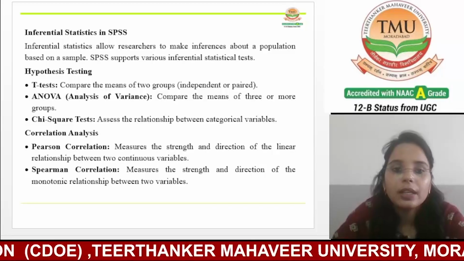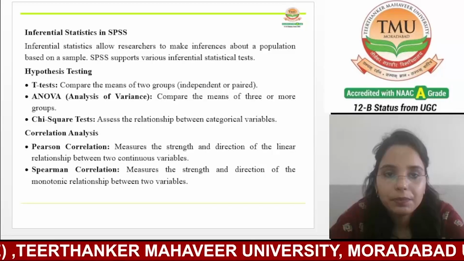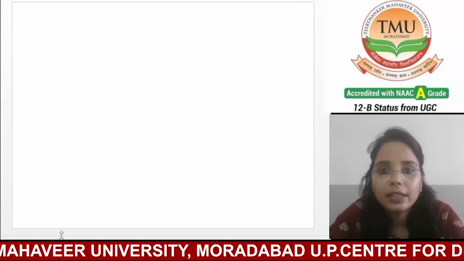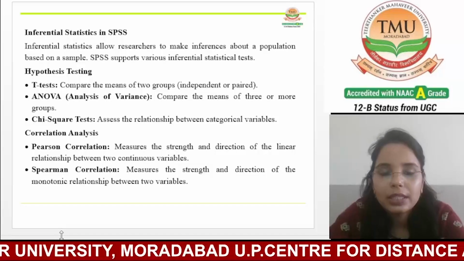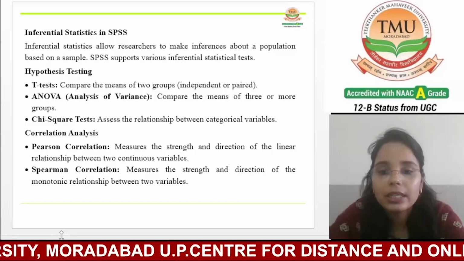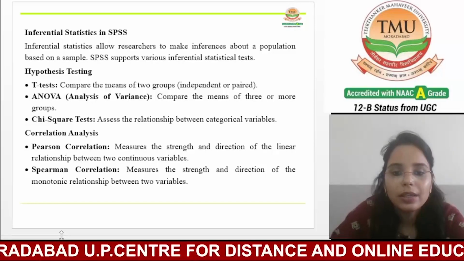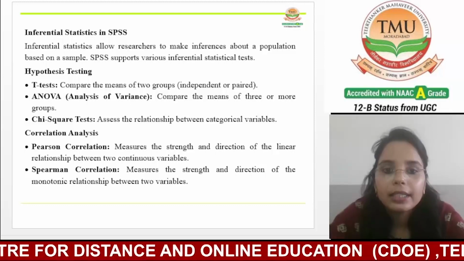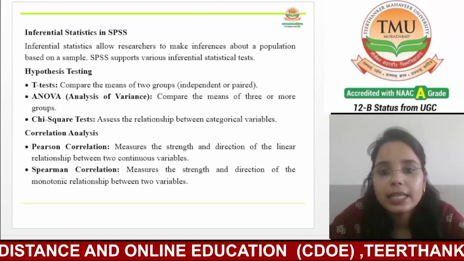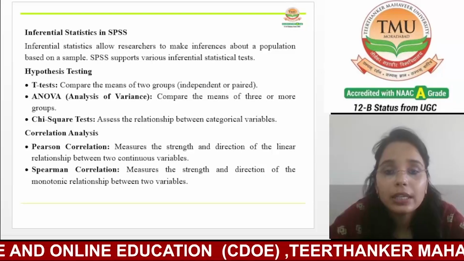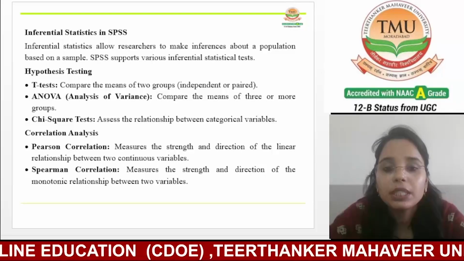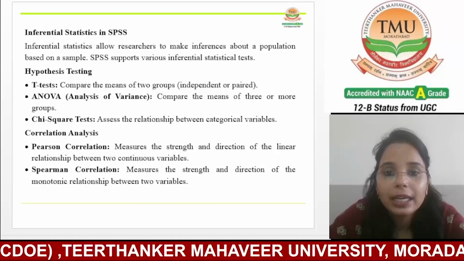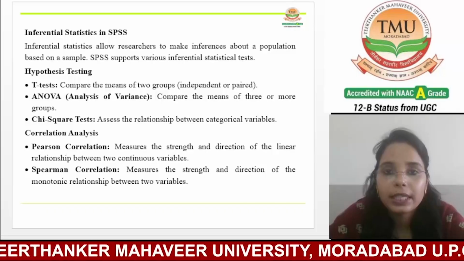After the ANOVA, let's discuss the chi-square test. A chi-square test is a very important test to find the results. This test assesses the relationship between categorical variables. It is a non-parametric test used to assess the relationship between categorical variables. In SPSS, the two most common chi-square tests are the chi-square test of independence and the chi-square goodness of fit test.